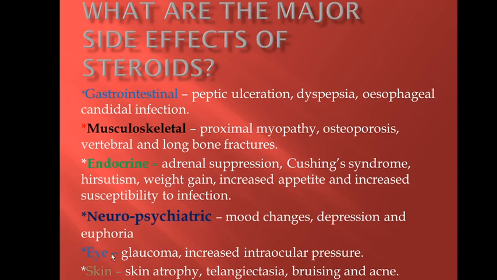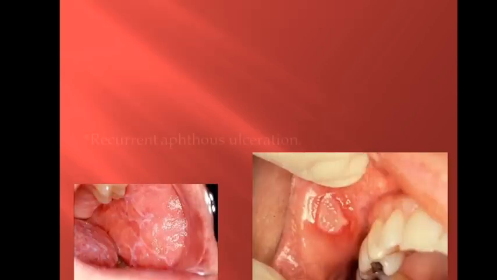The effect of steroids on the eye is that it will lead to glaucoma and increased intraocular pressure. The effect of steroids on skin is that it will lead to skin atrophy, telangiectasia, bruising, and acne.